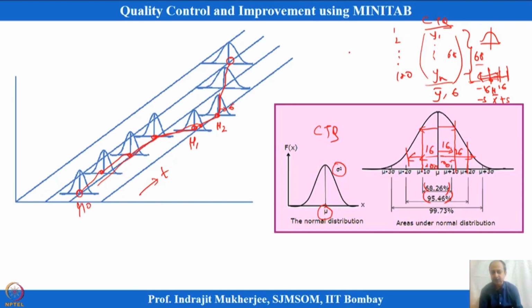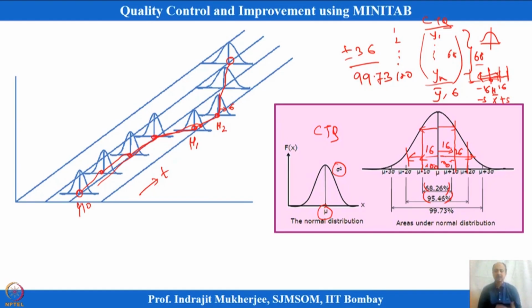And if you go to plus or minus 3 standard deviation, if it is perfectly normal, then 99.73 percent of the observations will fall within this plus or minus 3, almost all observations will fall within this. So, this concept was used to develop the control chart.